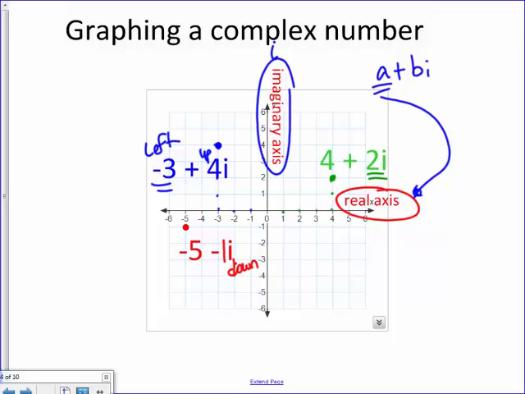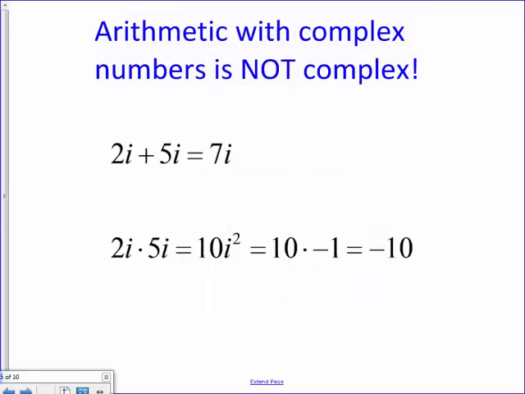So the imaginary axis is the y-axis. That's the important part. And we'll come back to that in just a little while here. So arithmetic with complex numbers is not complex, right?